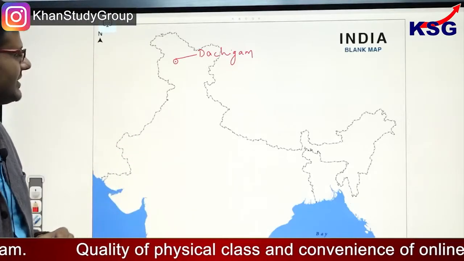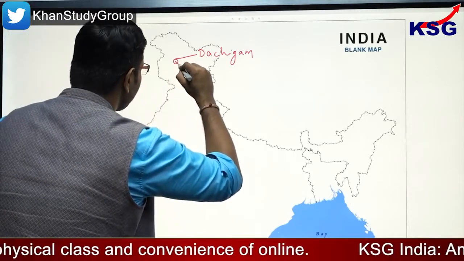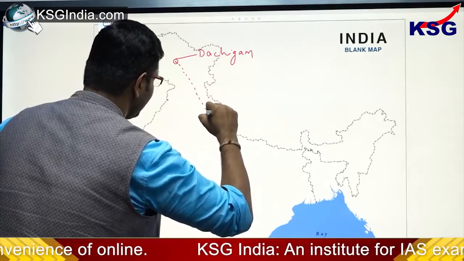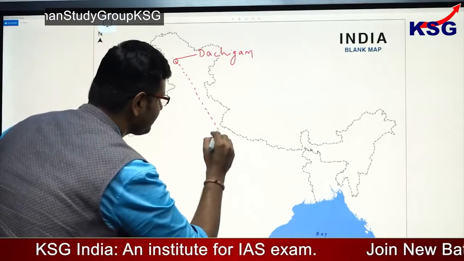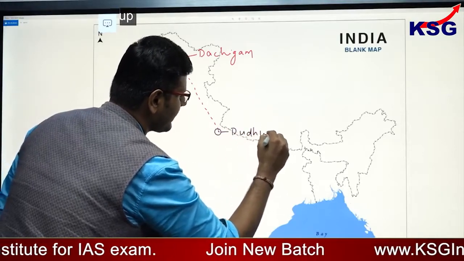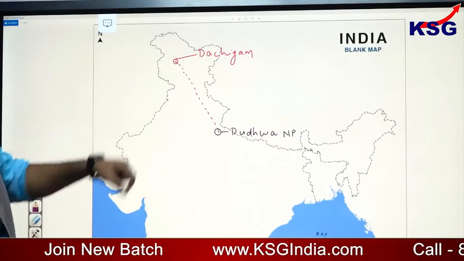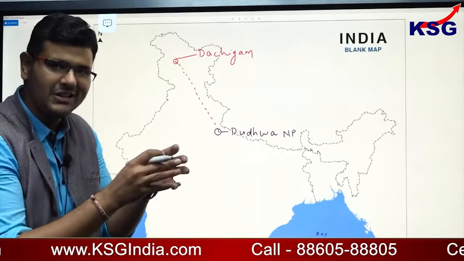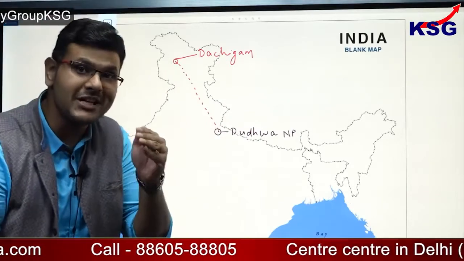This is the Dachigam National Park. And we just have to drop a line in this fashion. And we'll see that at this end we have Dudhwa National Park. So here we had Dachigam National Park coming to your Dudhwa National Park. Now you don't have to do much. Just see that we will take some equidistant points and we will reach some other parks.